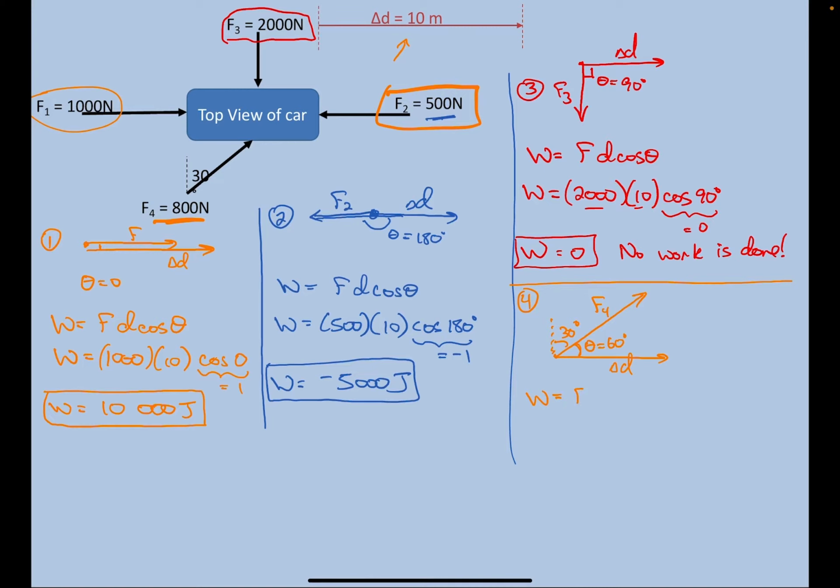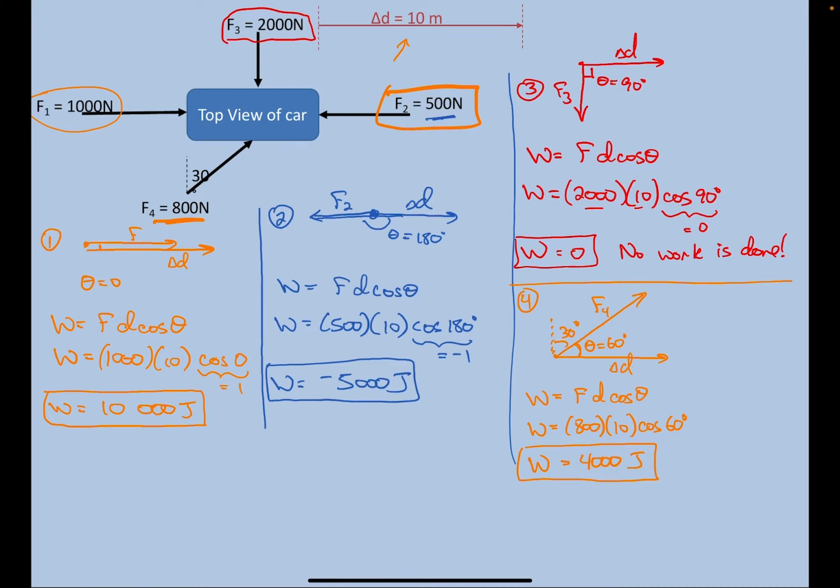Okay, so again, when I sub into this equation, don't worry about any directions. Don't worry about any vector directions, anything like that. We're just subbing in the numbers. Force 800, displacement 10. Cosine here is 60 degrees. Let's just work this out. I think cosine of 60 is 0.5, but let's just double check. Times 10 times cosine of 60. Do make sure you're in degree mode as well when you do this on your calculator. We're going to get 4,000 joules.